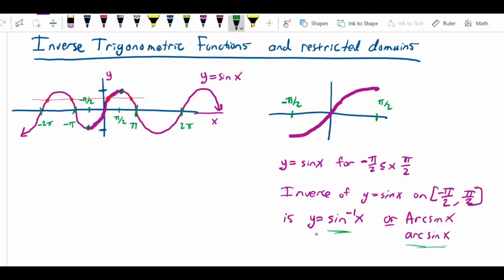Just realize that when I write it this way, sine with a -1 up there, I'm not saying take the reciprocal of the sine function, which is cosecant. I'm saying take the inverse function of the restricted sine function, and even when it's written that way, you do pronounce it as arcsine.